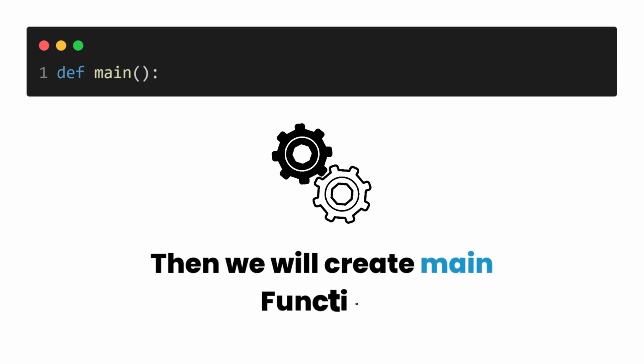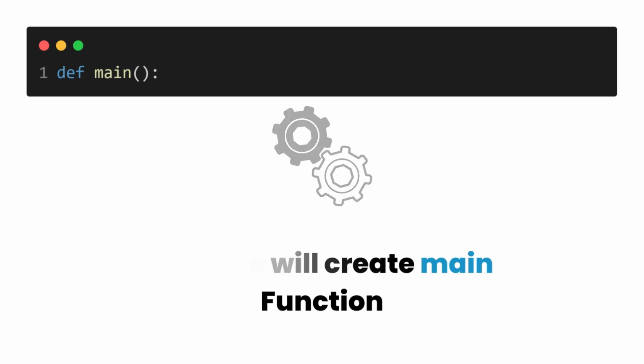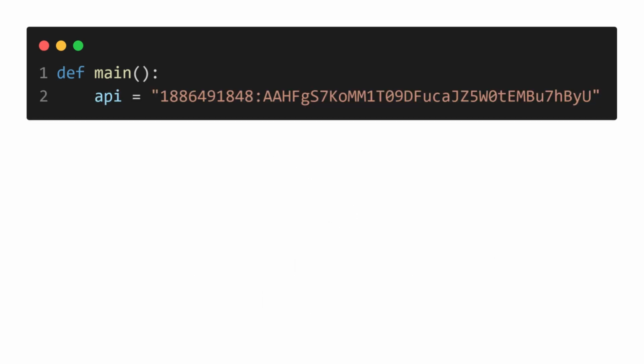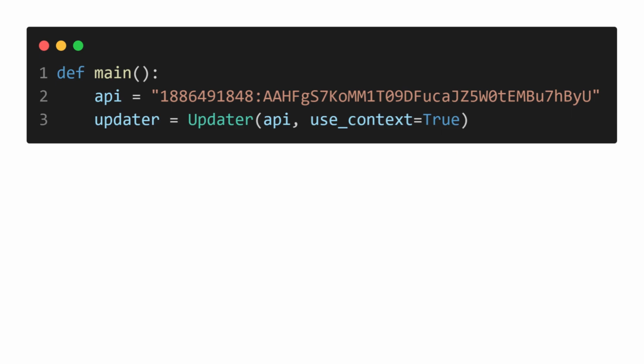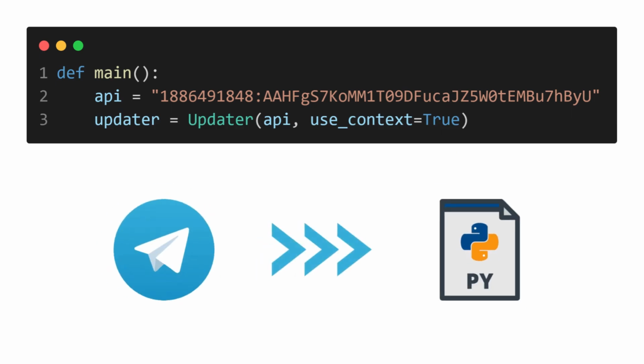Then we will create main function. Then we will create an API variable and store the API token value generated in step 1. Go to Botfather and click on the API token. It will copy it to your clipboard. Then we will add an updater to the code. Its function is to receive updates from Telegram and deliver them to the user.